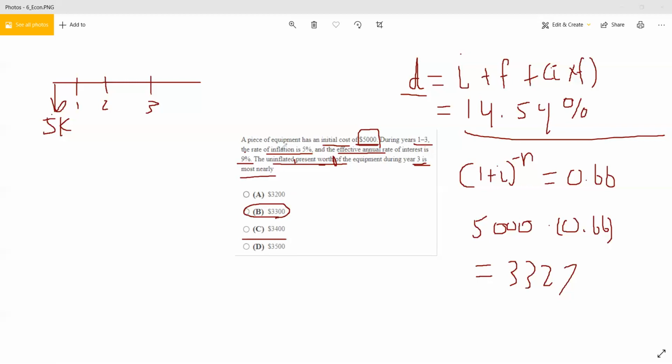But if you think about it, the uninflated present worth should be lower, shouldn't it? Because if it gets inflated, then the number would increase, but uninflated, it would be worth the 3,300. But because of inflation, it's actually 5,000 worth 3,300, that kind of thing. Okay. That's crazy. I don't write the problems, guys.